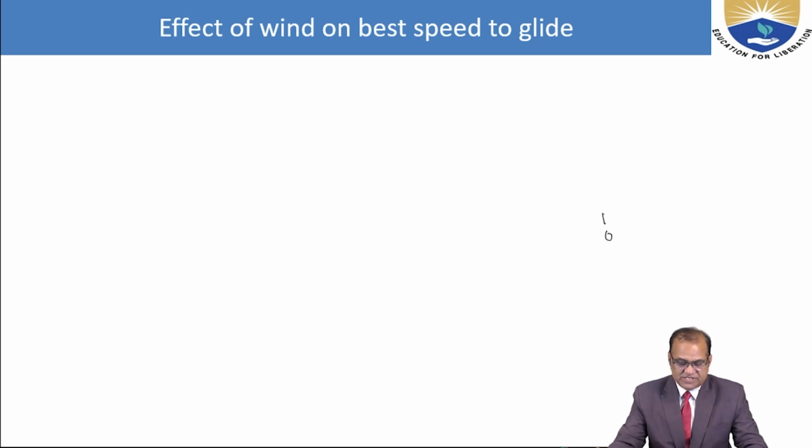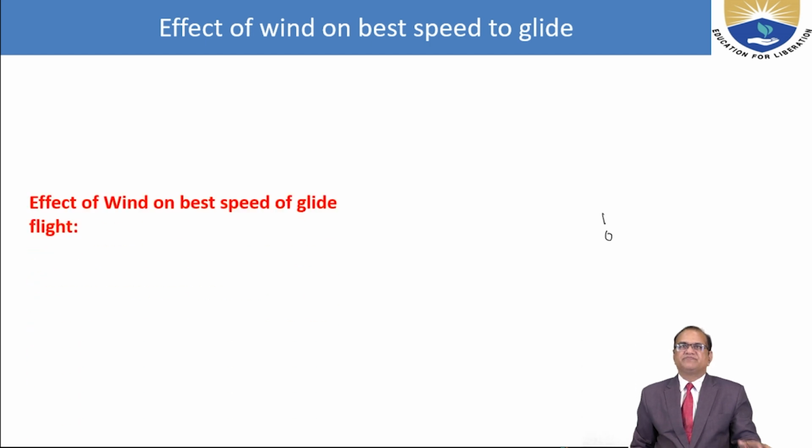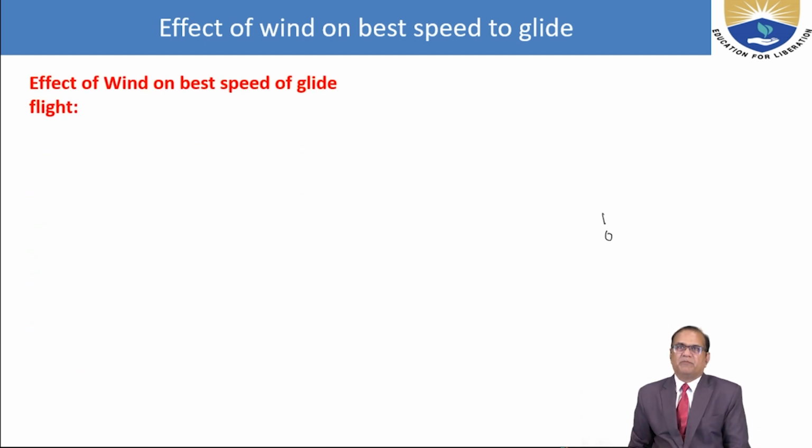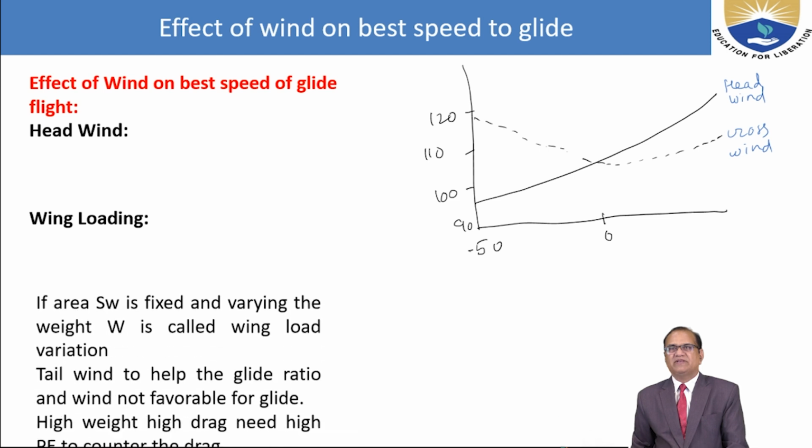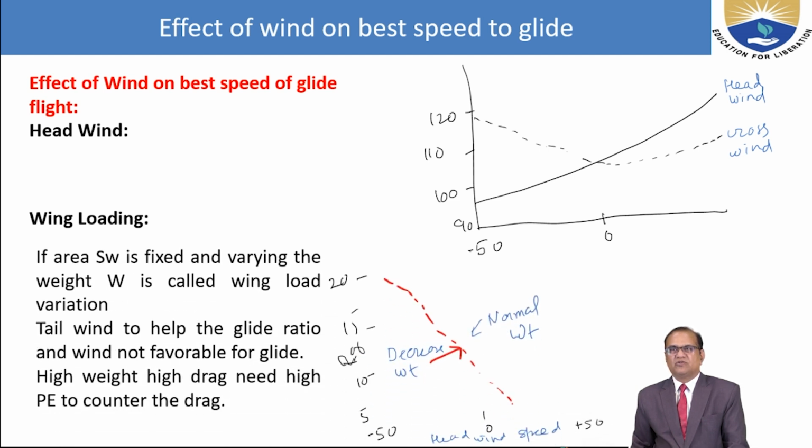Now we will see the effect of wind on best speed to glide. This is my last topic of this lecture. So, effect of wind on best speed of glide flight. First thing is the headwind and the tailwind. If the wind is a headwind, what will happen? And if it is a tailwind, what will happen? This we are going to see here.